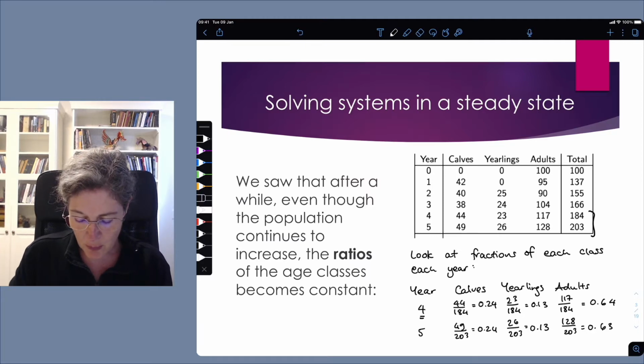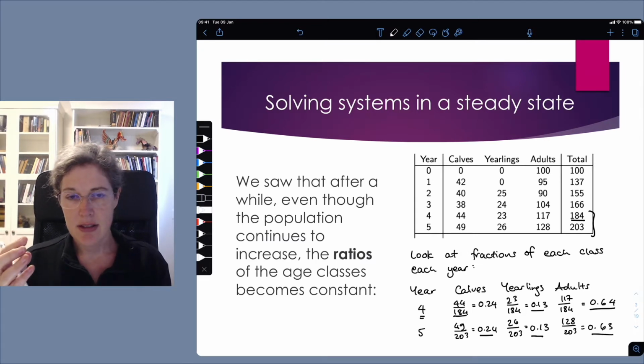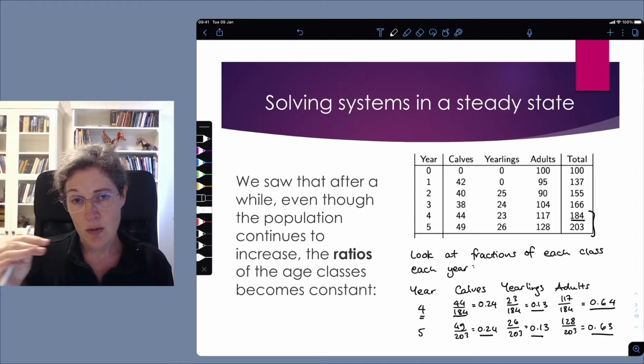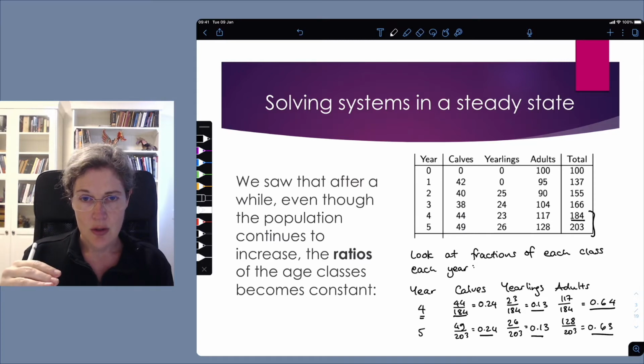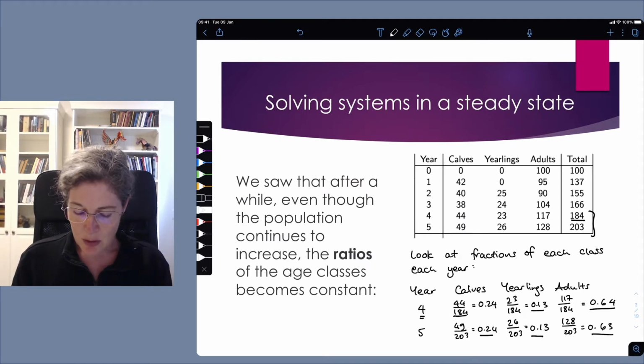So, for example, if you look at year 4, and you look at the fraction of the total population, which was 184, that were calves, it was about 0.24. The fraction that were yearlings was about 0.13, and the remaining 0.16 was the adults. And then if we look at the following year, we saw that the same fractions hold. So it seems like there's a kind of steady state of the distribution of the population, so that once the population gets there, each year, each age group increases in the same ratios. So it might be useful to know how this works in a little more detail, and that's really what we're going to have a look at.